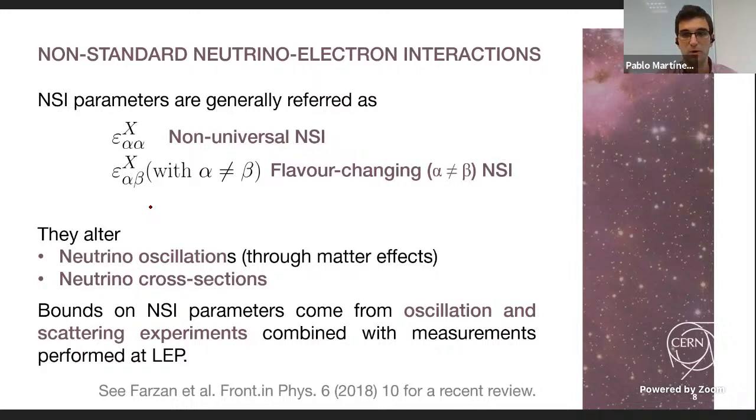And the whole picture also changes because now cross sections that we use for measuring neutrinos also change, if the cross section involves the scattering of neutrinos with electrons. And by studying these, bounds on these non-standard interaction parameters have been derived mainly from oscillation experiments and scattering experiments, also when combining with some lab observables. So we actually have already some studies on this. You can see this recent review for a better explanation.